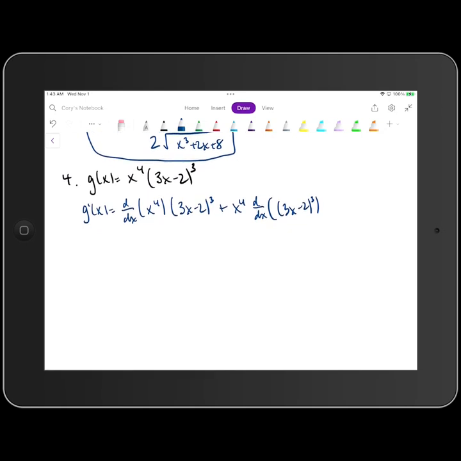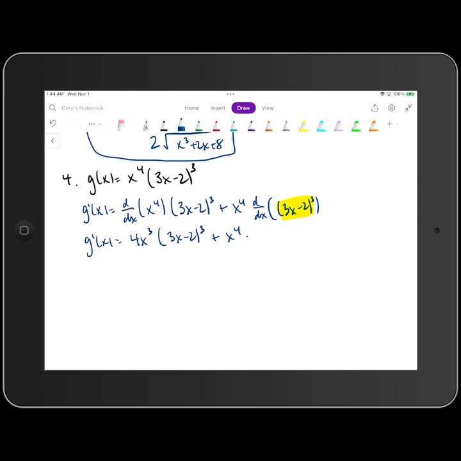Now, let's go ahead and take the derivative here. So the derivative of x to the 4th is 4x cubed times 3x minus 2 cubed plus x to the 4th times. Now, if we want to take the derivative of 3x minus 2 cubed, we have a composite function, so I have to use chain rule to take the derivative of that function. So, this problem is a product rule problem, but embedded in product rule, we have to use chain rule to take the derivative of the second function.